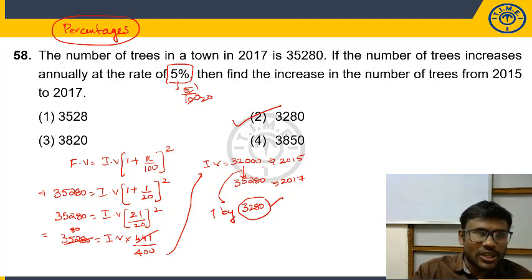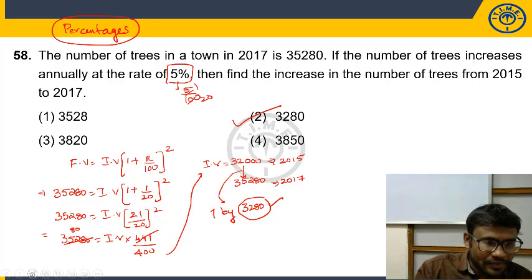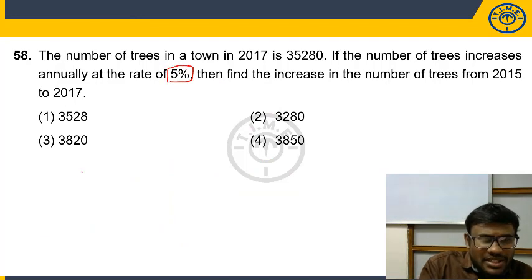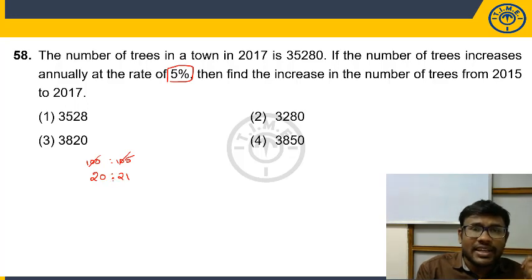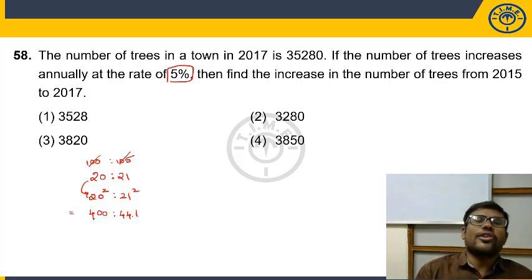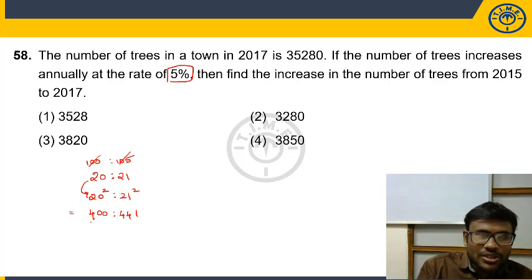There is a second method I would like to explain to you. I am erasing this part. The rate of interest is 5%, no? It means if the initial value is 100, the final value will be 105. That is 20 is to 21. So for 1 year, the ratio will be 20 is to 21. But he is asking for 2 years. For 2 years, the ratio becomes 20 square is to 21 square, that is 400 is to 441. So this 400 is for 2015 and 441 is for 2017.